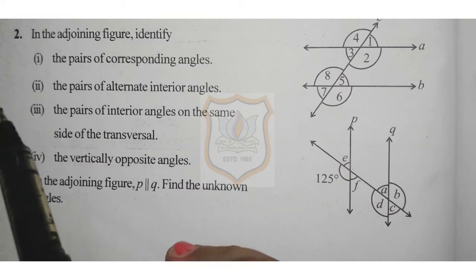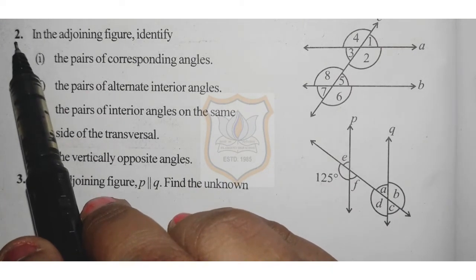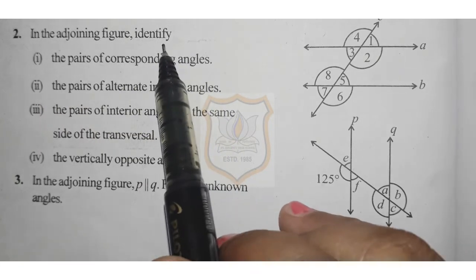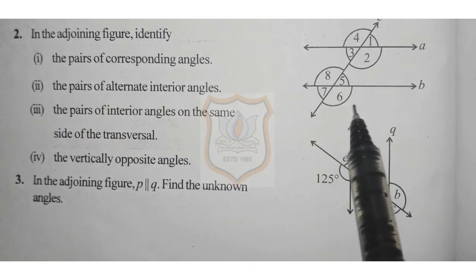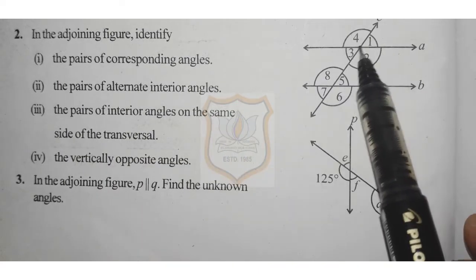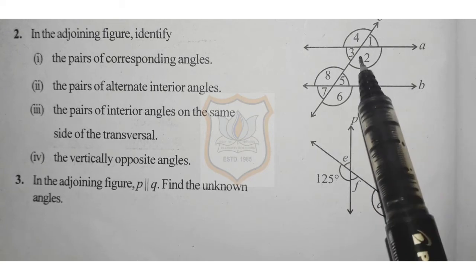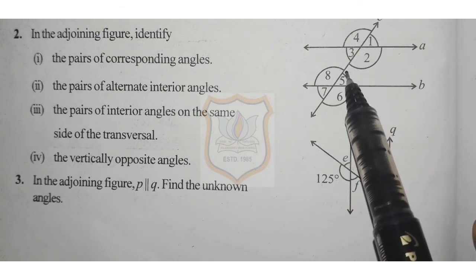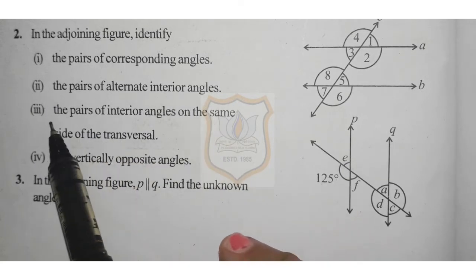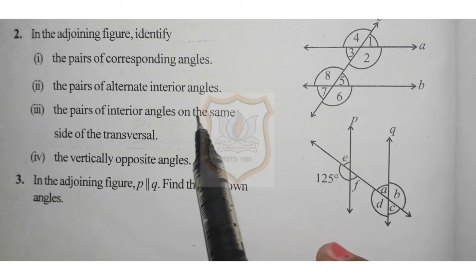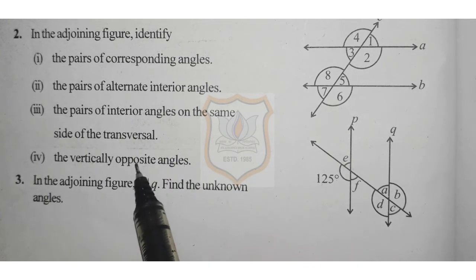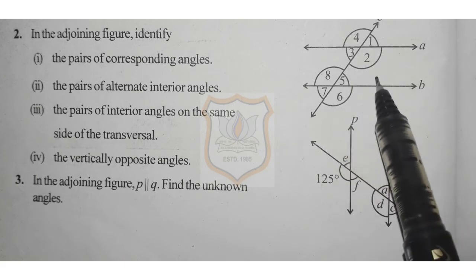Now students, we will solve question number 2 of exercise 5.2, and that is, in the adjoining figure identify the pair of corresponding angles, the pair of alternate interior angles, the pairs of interior angles on the same side of the transversal, and the vertically opposite angles in this adjoining figure.